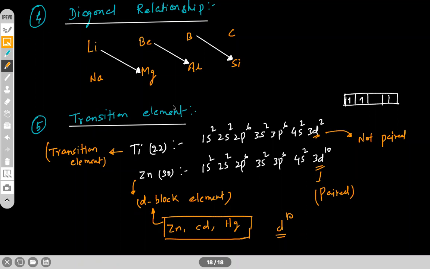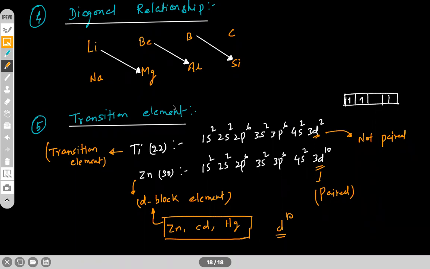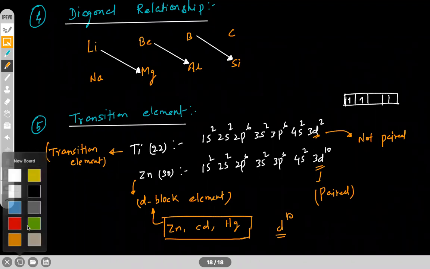Right. Next, write down inner transition elements. Inner transition elements are F block elements.